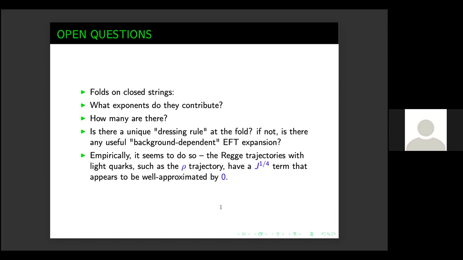So we don't even really know yet what exponents, like the analogs of J to the 1/4, are contributed by the fold singularity. How many different Wilson coefficients are there at the fold? Is there a unique dressing rule at the fold? Dressing rule meaning, what's the field that appears in denominators, which distinguishes the open and closed cases, for instance. So empirically, for open strings, this is on the wrong side.